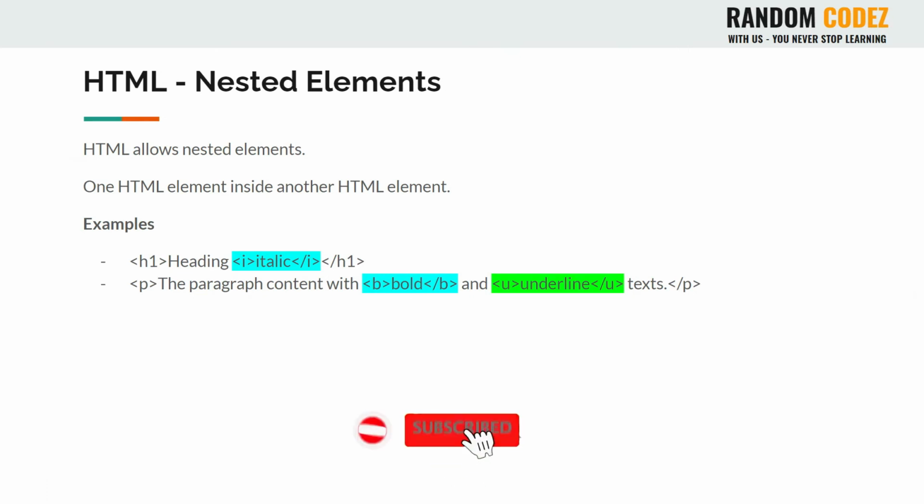HTML allows nested elements. One HTML element can have another HTML element inside it. Here are some examples of nested elements. The first one is a heading element which includes an italic element. Similarly, the next one is a paragraph tag which includes the bold and underline elements. This is all about HTML elements, and in our next videos, we'll explore more about all these elements.